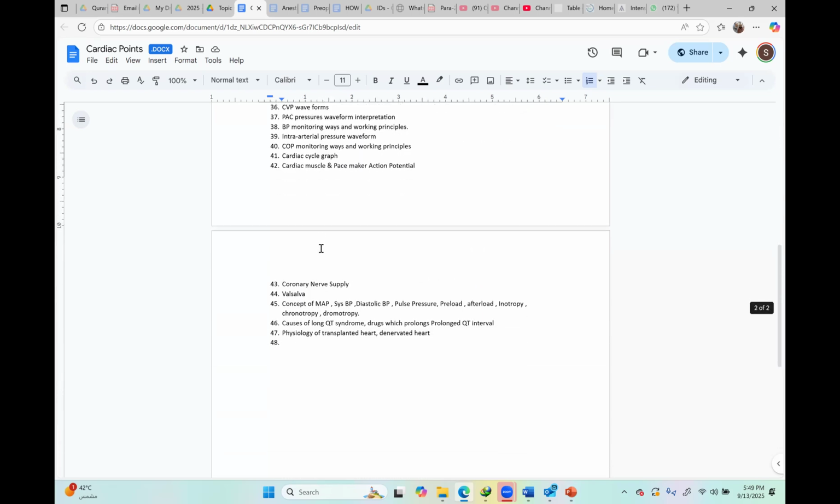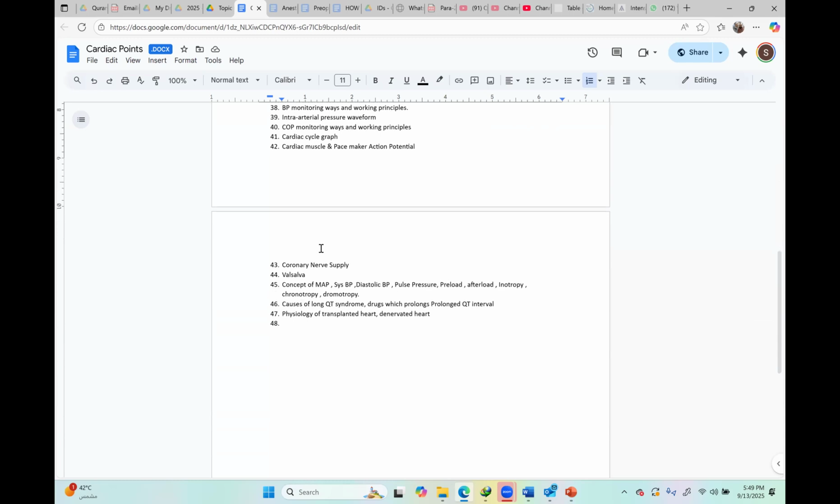So you can have a look at these points. You should know about transplanted heart. What are the considerations in a transplanted heart? Because both sympathetic and parasympathetic denervation will be there, any indirect medications you cannot give. You have to give direct medications. For the heart, atropine will not act. You have to give epinephrine or isoprenaline directly.